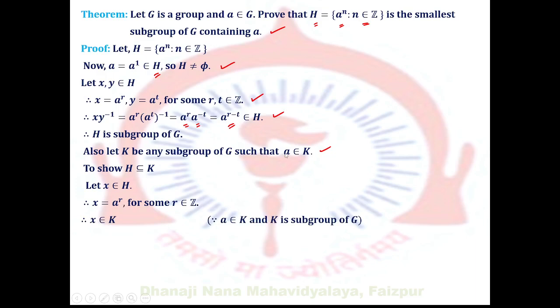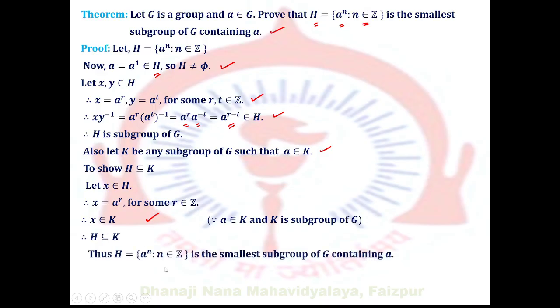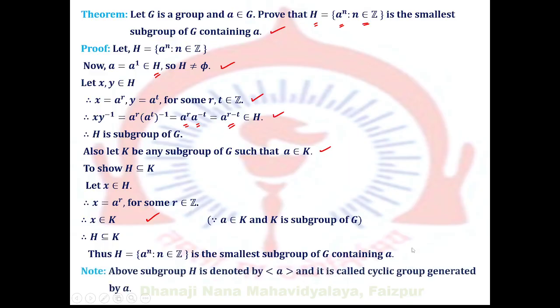So we know that since K is a subgroup and x is an integral power of a, from that we can say x belongs to K. So thus here we have whenever x is an element of H, we get x is an element of K. So here H is a subset of K. Thus H is equal to this set, that is the set of all a raised to n such that n belongs to Z, is the smallest subgroup of G containing a. Now this subgroup H is denoted by this notation, and is called the cyclic group generated by that element a.